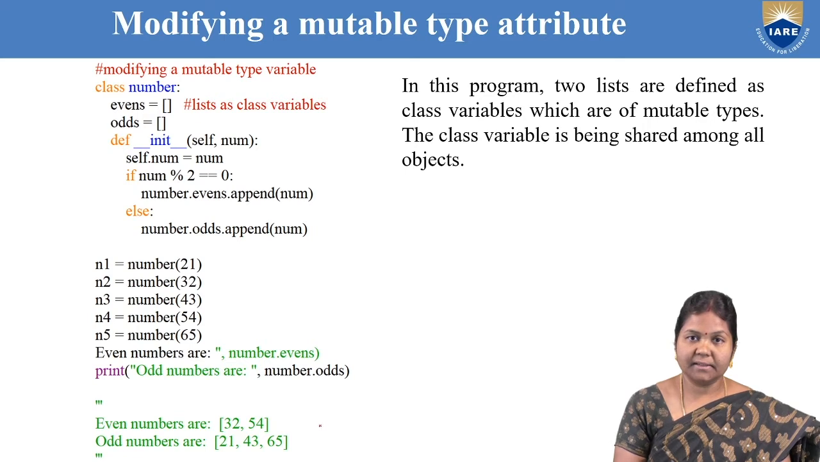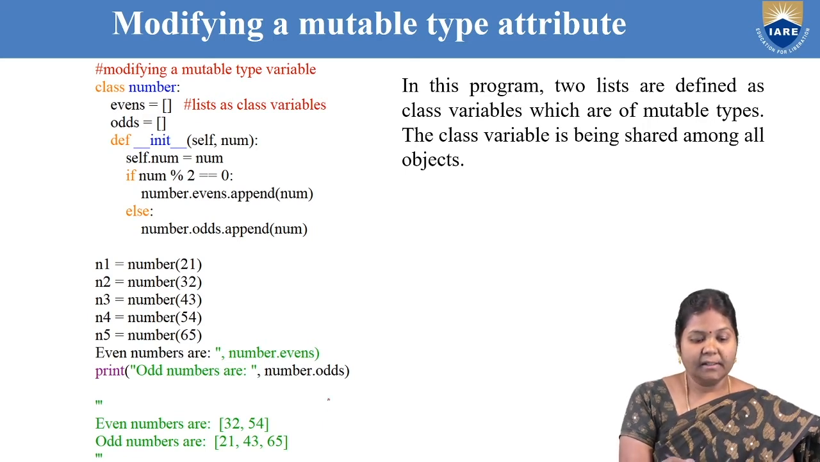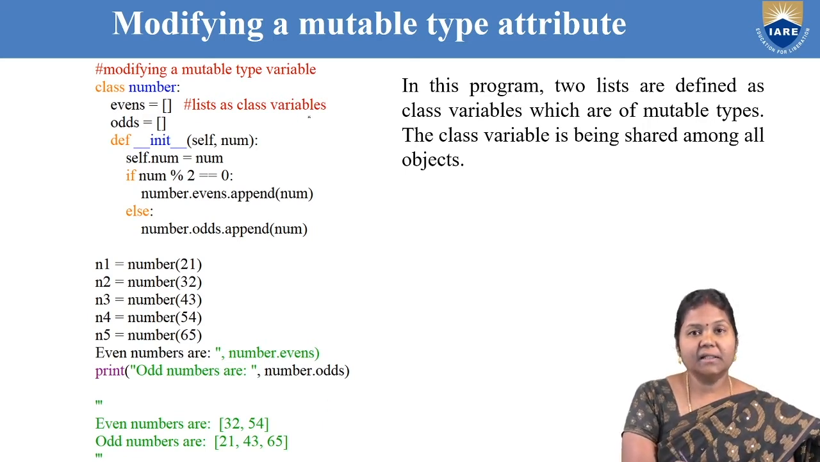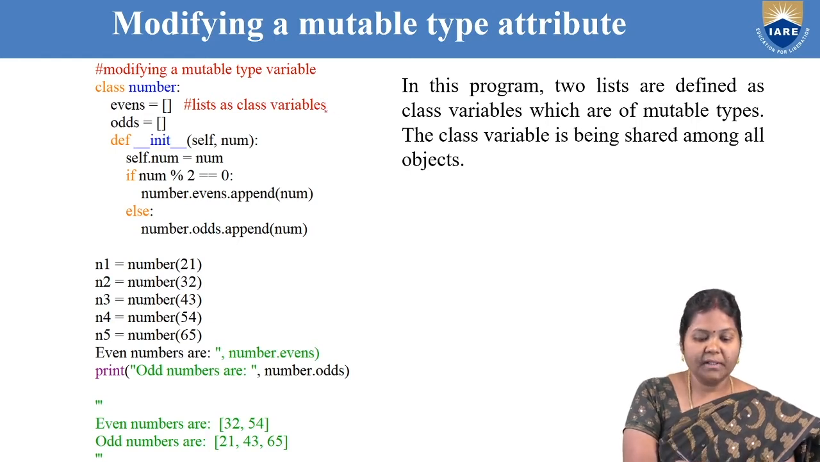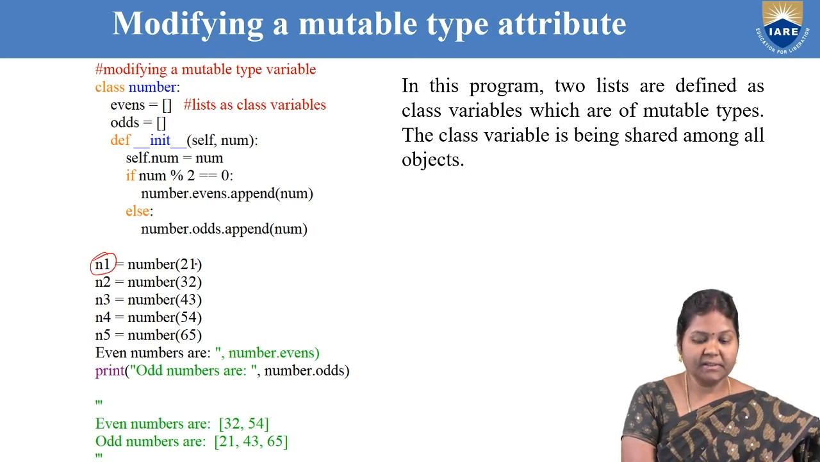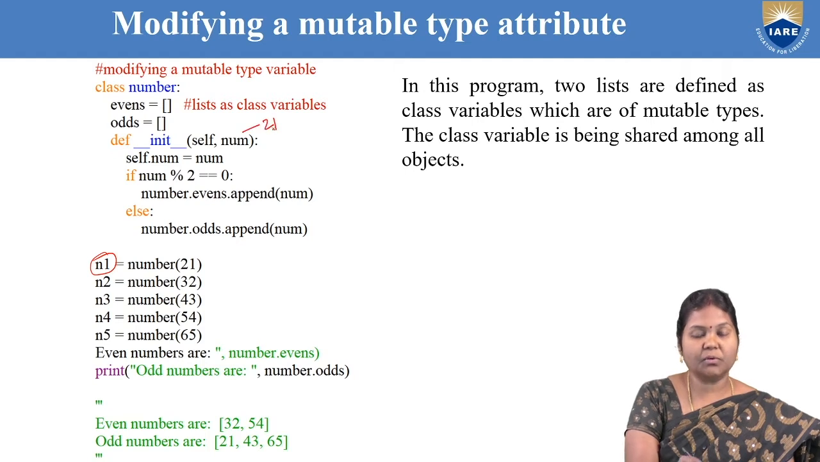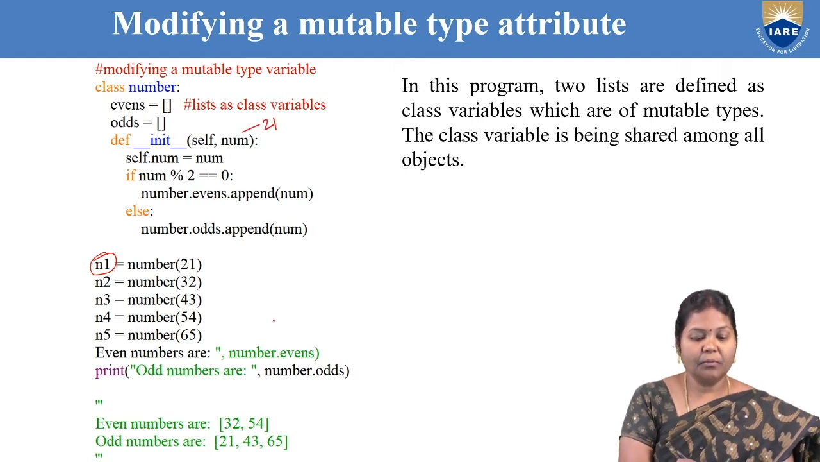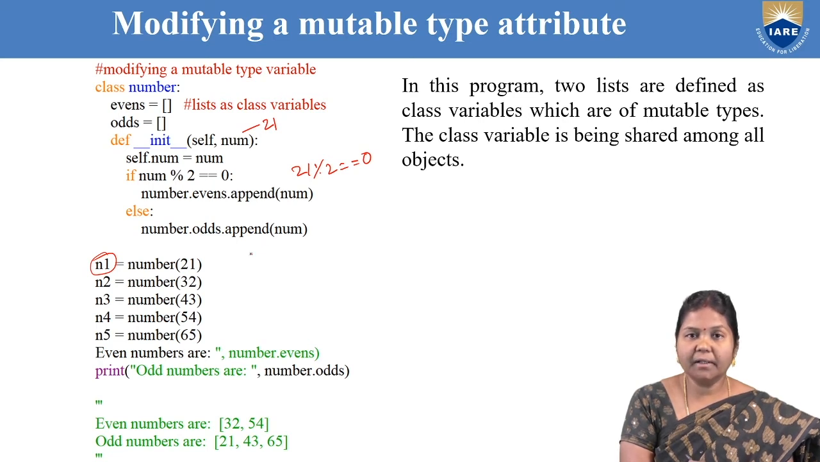Now how to do that? Let us see. Here evens and odds are the 2 mutable lists used as class variables. We are creating the first object n1 and we are passing the value 21. So the first time the number is equal to 21. Now it is checking num modulus 2; 21 modulus 2 is not equal to 0, so it is an odd number. So it will be appended to the odds list.